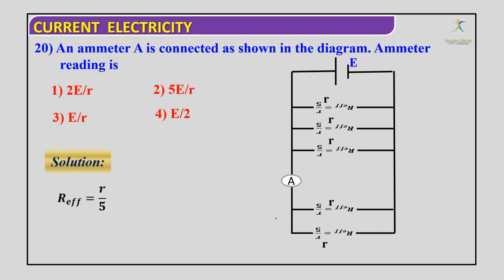R effective, as you can see, this will be in the opposite direction, but you can easily see R by 5 over there. So I is equal to 5E by R. That means I prime is equal to 2E by R. That means the correct option for this question is 1.